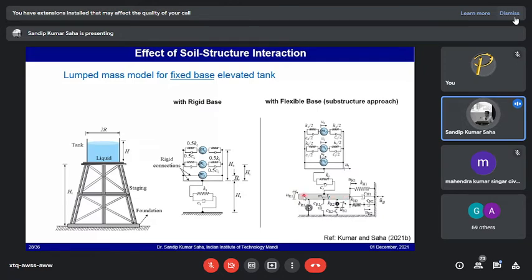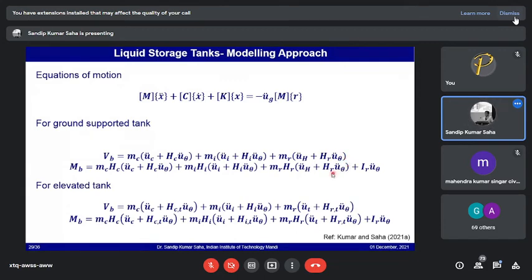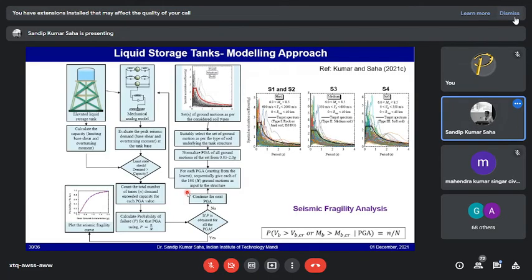displacement or the rotation of the foundation will create additional motion to the structures, and that rotational motion, sometimes we call it rocking motion. This rocking motion will add to the base shear as well as overturning moment. Okay, so there will be some enhancement. I would not say enhancement, because it depends on whether the U_c dot and U_theta dot are of the same or opposite sign. Depending on that, it may act in favor or it may act in a non-conservative way as well. So a similar approach has been adopted here as well.